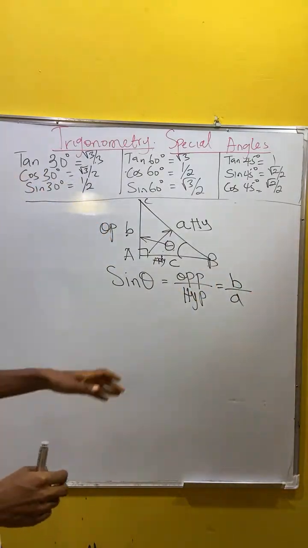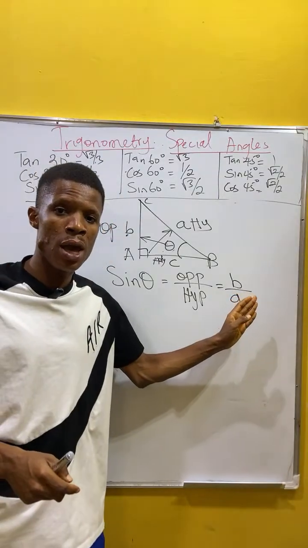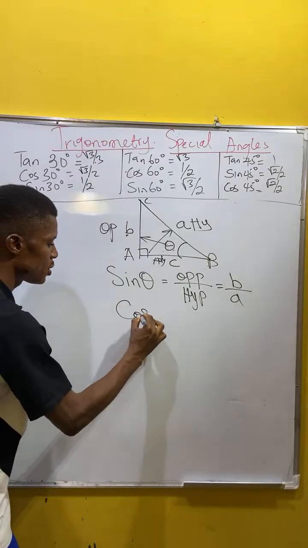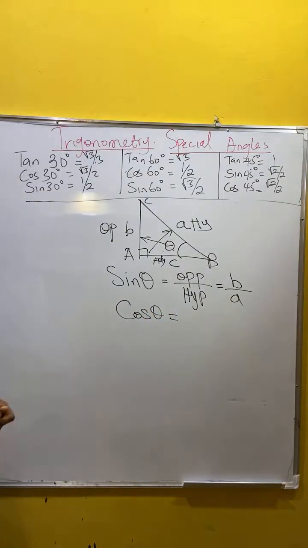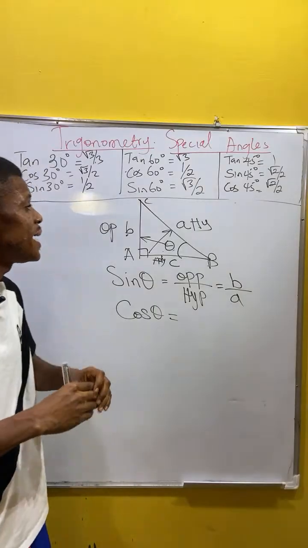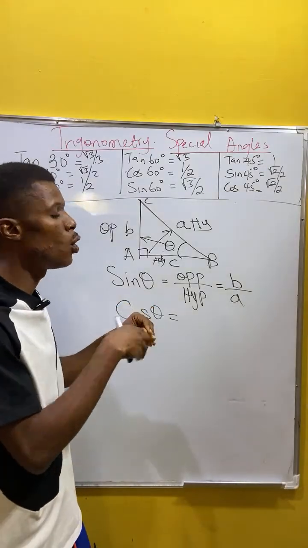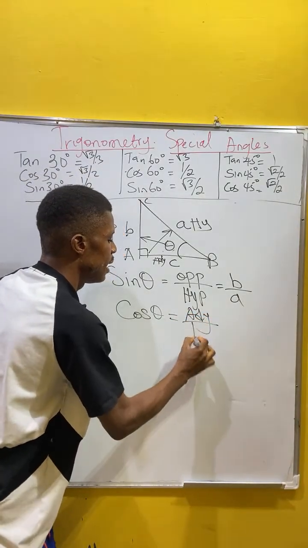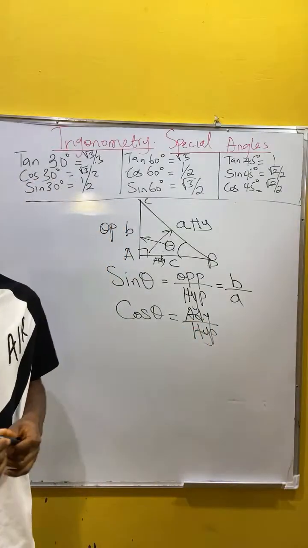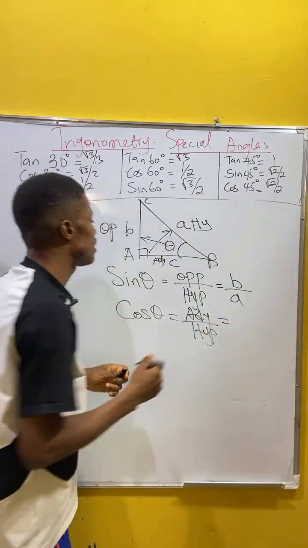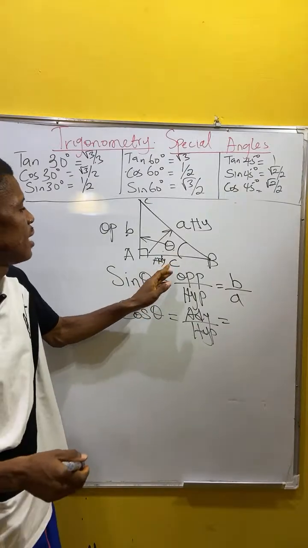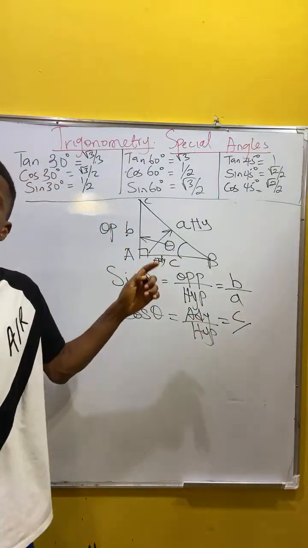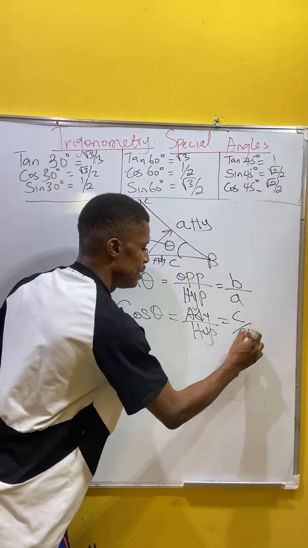So sine theta is B over A. Then the next thing we'll look at is cos theta. Cos theta is the ratio of adjacent and hypotenuse. So the adjacent is basically what? Adjacent is C. We have it as C over the hypotenuse, which is the longest side, A.